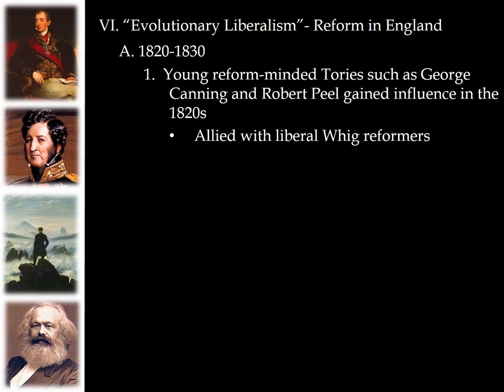So you see both parties between the 1820s and 30s, the Whigs and the Tories, with the new leadership of the younger, more reform-minded Tories, were willing to work together to advocate for reforms and changes in the government. That's why we call it evolutionary liberalism. Basically, the difference between the Whigs and the Tories was the speed that these reforms should happen. The Tories think they should have a little bit more slow, steady reform, whereas the Whigs would push for more to happen more quickly. That's basically the only difference.